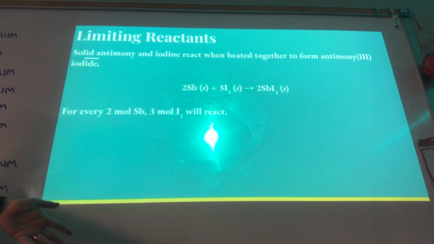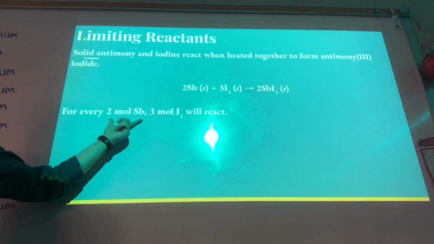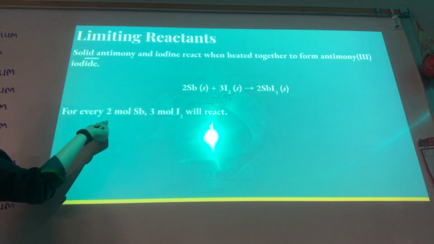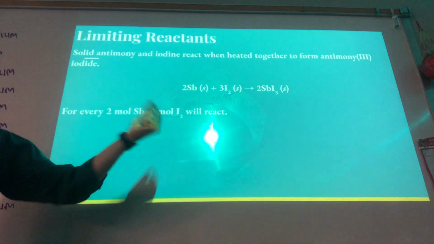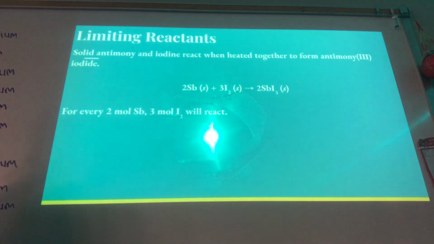The thing is, in the real world, we don't ever actually have the exact ratio of starting materials that we need. If I were to actually do this in the lab, I would not be able to measure out exactly 2 moles of this and exactly 3 moles of this. It's just not physically possible. Okay? So, how do we deal with that?